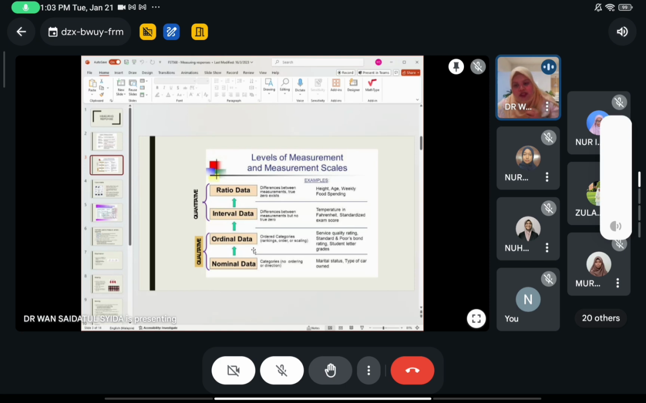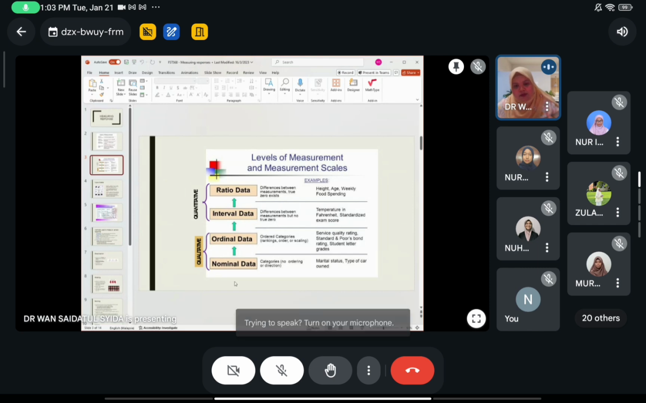So if you want to measure the quantitative, they might give food spending, or they might give temperature. Food spending is under ratio data. If it's temperature in Fahrenheit, it is interval. So we can only calculate the quantitative. But if you are using qualitative, we can use ordinal or nominal data. Either you want to rate the service quality, poor rating, students' grade, or types of car owned, marital status, it is under nominal data.